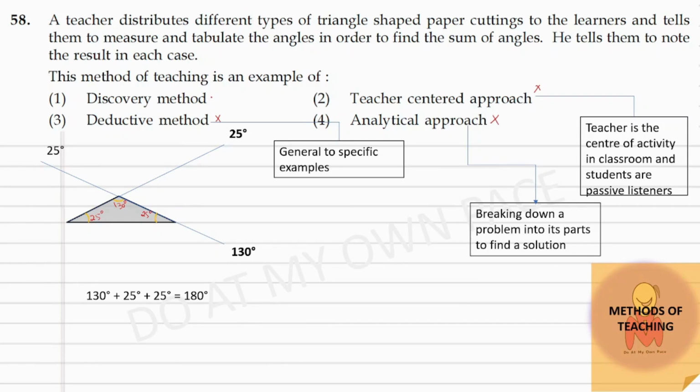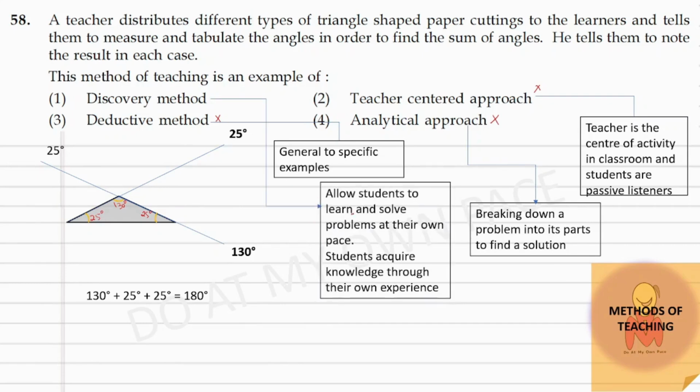So next we have discovery method. It allows students to learn and solve problems at their own pace. Students acquire knowledge through their own experience. Among all the three options, this option is more appropriate to the activity here. Your student is taking part and they are learning, they are measuring the angles at their own pace and they are learning from their experience that the sum of the angles of a triangle is 180 degree. So this is the most appropriate answer to this question.